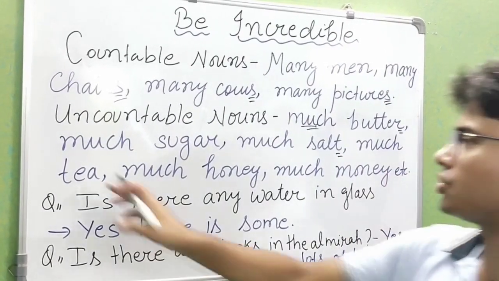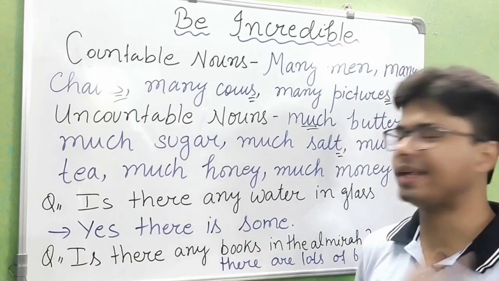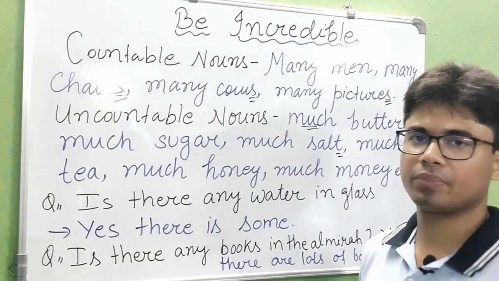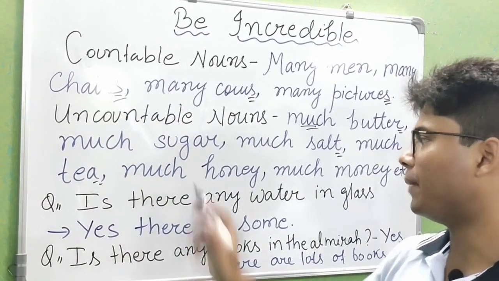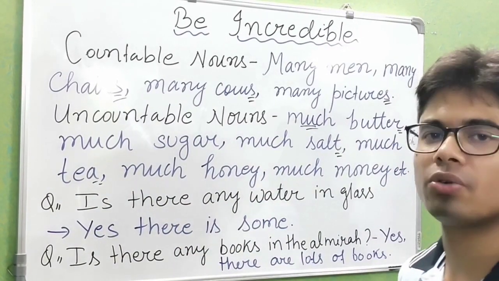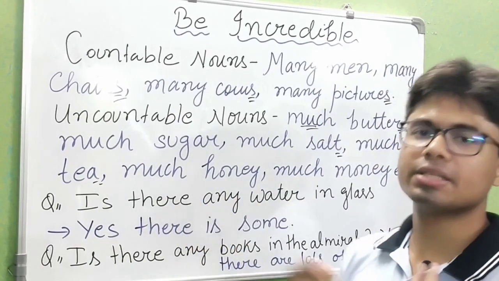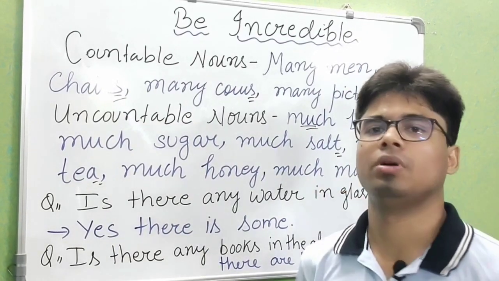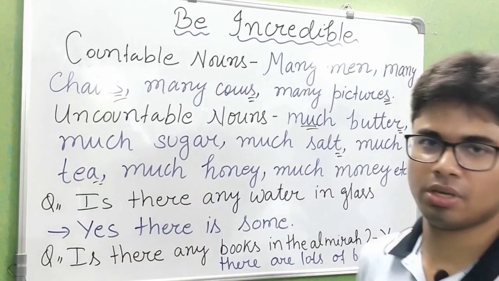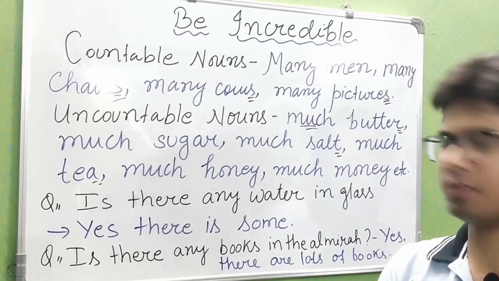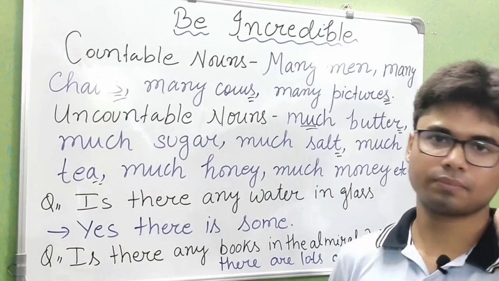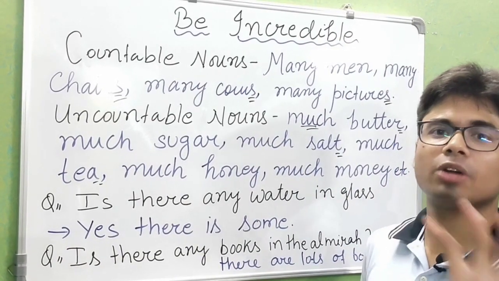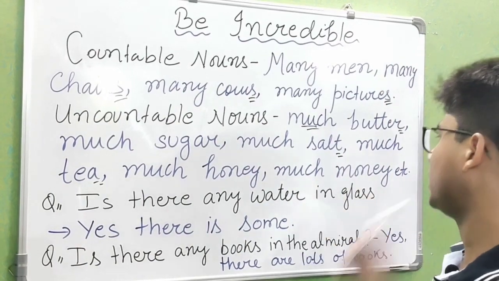Fine. Now, much tea. Tea you consume, you drink. So here also we are using much tea. Much honey. Honey you drink, it's good for your health. So much honey is needed. Much water is needed. Any liquid product that can be measured in terms of volume will come under much. We have to use much in front of these kinds of things. Then much money. You need much money. Not monies. Monies cannot be said. Much money.